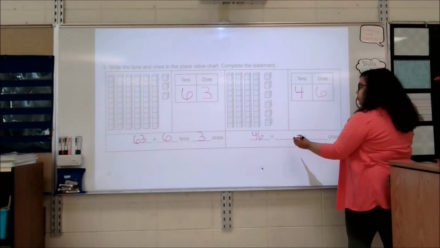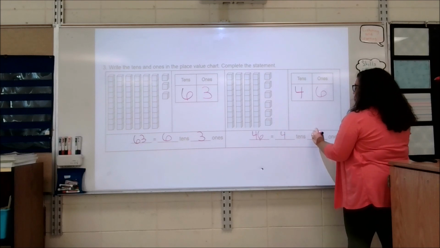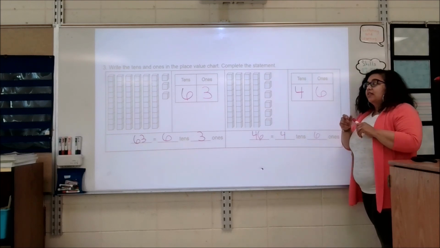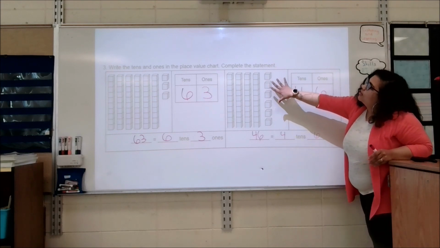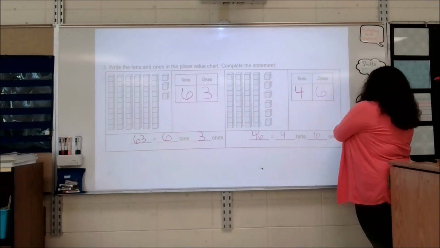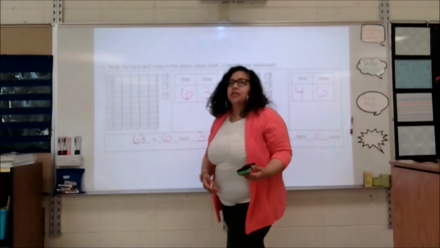46 is equal to 4 tens and 6 ones. We're looking at these numbers as two pieces that make one whole number. Every number's got its pieces.